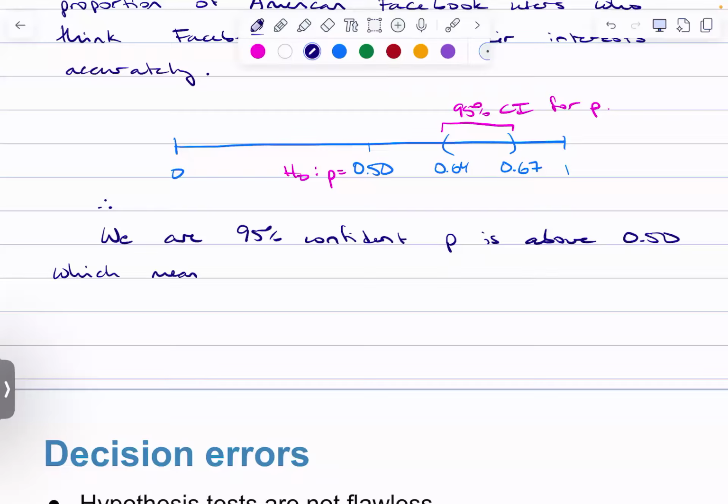Which means we have evidence against H naught, because the null value is not in the interval. If our interval was somewhere between 0.4 and let's say 0.6 by symmetry, then I would feel comfortable concluding that P is 0.5, that seems reasonable. As long as it's somewhere in my interval, I'm okay with that. But in this case, it's not, so I'll erase this.